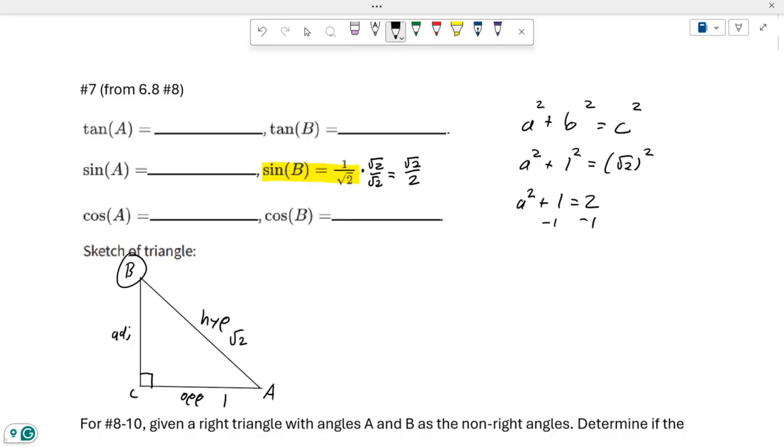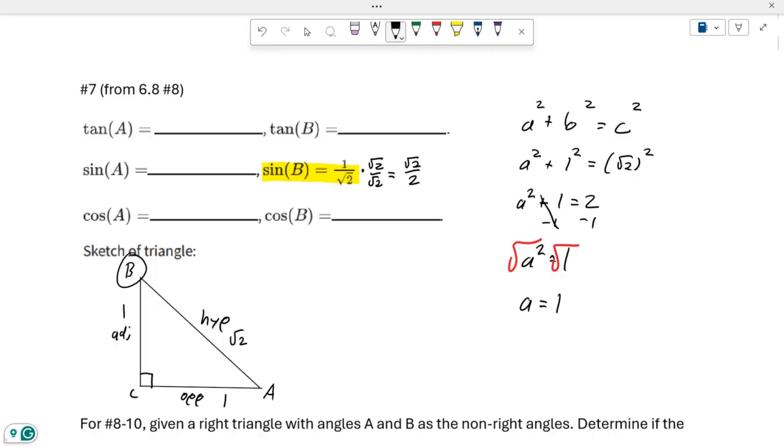We're going to try to get a by itself, so we subtract 1 from both sides. And so a squared equals 1. I take the square root of both sides, and that leaves me with just a. We don't need our plus minus because we're talking about side length. And the square root of 1 is simply 1. And so a is 1.